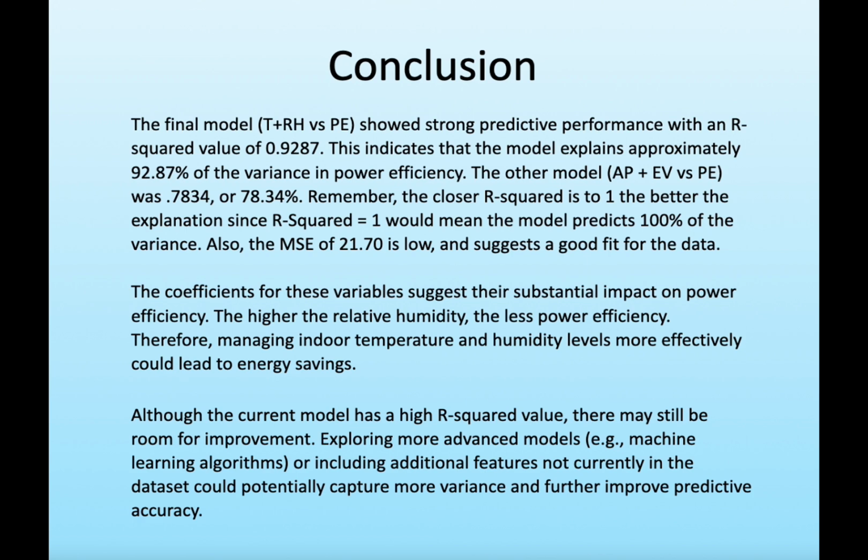Although the current model has a high R² value, there may still be room for improvement. Exploring more advanced data models and learning algorithms, the other regressions, the other models I could have used, or just using more models at once, including other features that weren't currently in the data set, things like time of day, occupants in the building, cycle power, all that kind of stuff, could potentially capture more variance and improve predictive accuracy. Remember, more data is always good. That's the whole point of statistics. And that is my presentation.